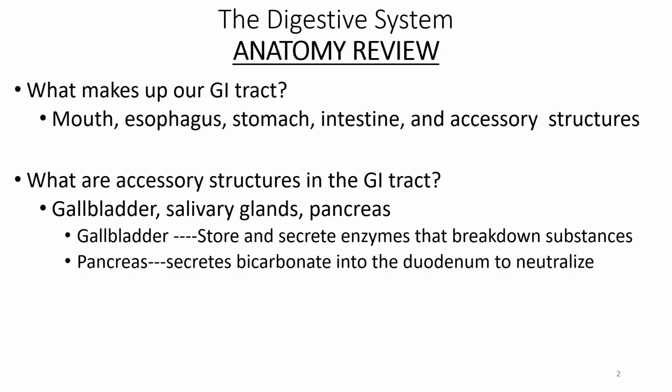All right, so I'm going to do just a quick review of the digestive system. I know some of you might be bored to tears with this, but it's nice sometimes just to have a refresher. So let's just have a quick anatomy review and move forward. So the GI tract, if you recall from anatomy, is basically mouth to the esophagus, stomach, intestines, and then all of our accessory structures. So what are your accessory structures? I'm going to tell you, you're going to need to know what those are. So that's going to be your gallbladder, your salivary glands, and your pancreas.